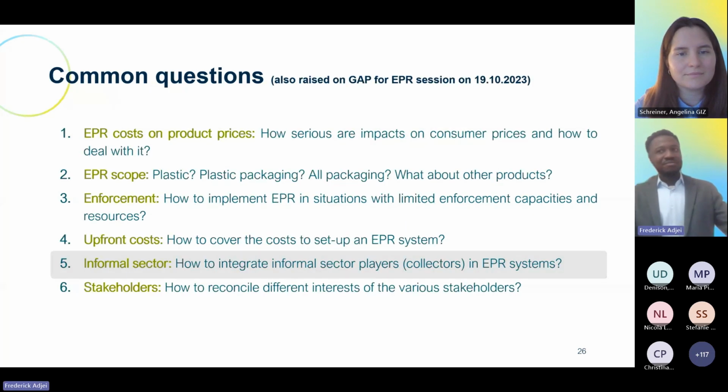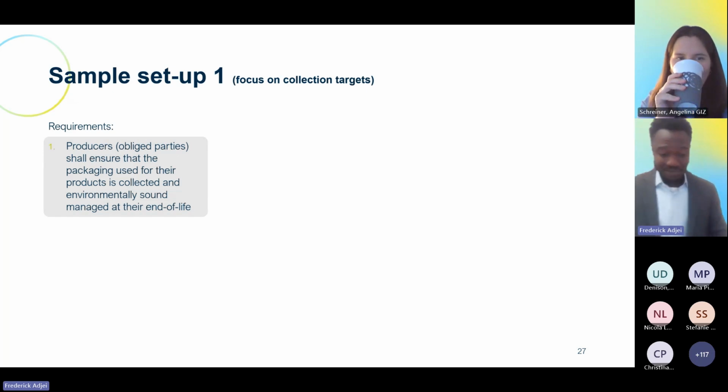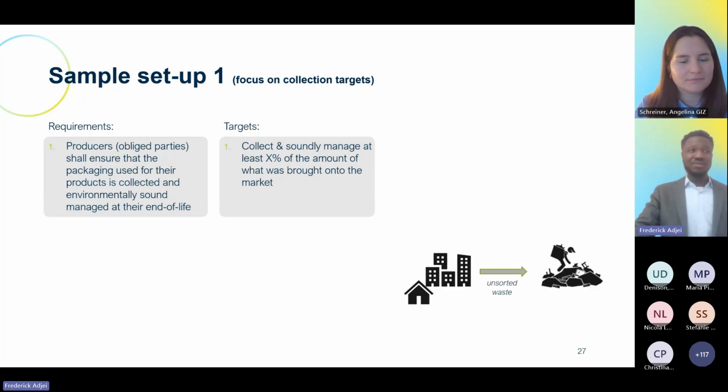To the next question, this is also a very, very key question for us: informal sector. How do we integrate informal sector players, collectors, in EPR systems? What happens there? Here we have a few tools. You can set up an EPR system with a focus on collection targets. So if you set up a collection target, perhaps collect and soundly manage X amount of what was brought into the market by producers and importers.